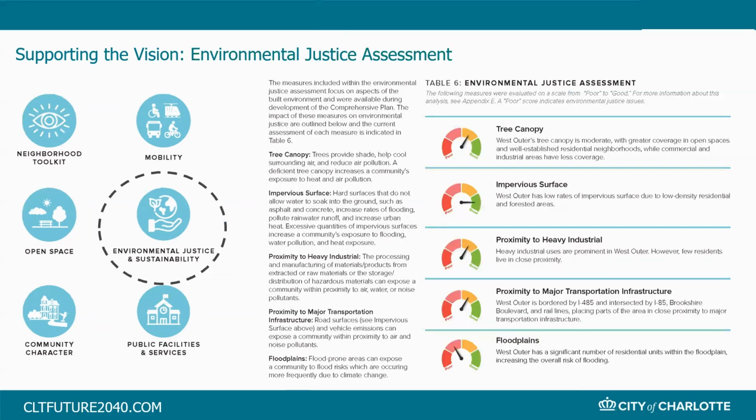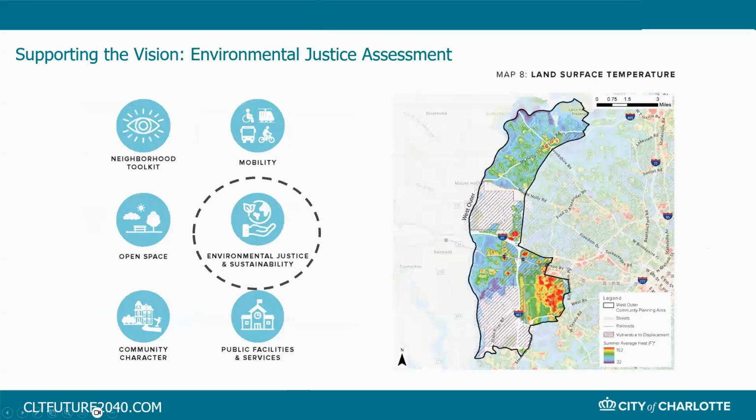The next section, Environmental Justice and Sustainability, builds upon the Comprehensive Plan's vision to reduce environmental impacts across Charlotte. This section provides more detailed analysis of the environmental impacts within the plan geography, as shown in the assessment dials on the image, which are these here. It also introduces heat impacts as a new environmental metric that should be considered in future decision making, as shown on the map.